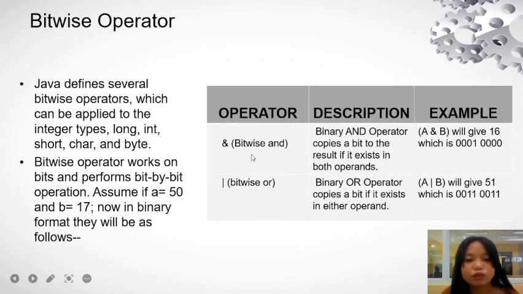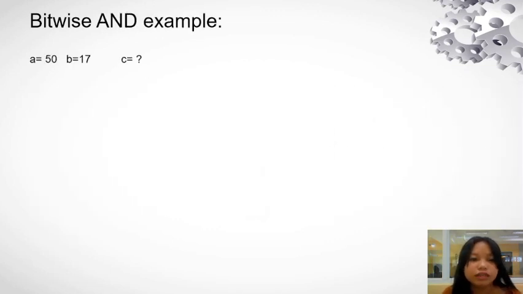So this is the bitwise AND and this is the symbol. The binary AND operator copies a bit to the result if it exists in both operands. For example, A AND B, which is A equals 50 and B equals 17, will give 16, which is 0 0 1 0 0 0 0. So I have an example here for bitwise AND. A equals 50, B equals 17, so C.